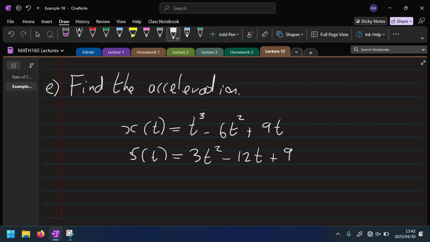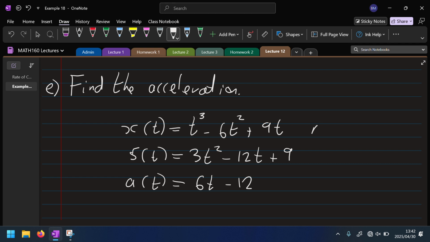Now the acceleration, that is the second derivative of position or the first derivative of the speed. Same thing. So let's do the derivative again and get the acceleration. So that will be 6t minus 12. And then the units, let's fill that in.